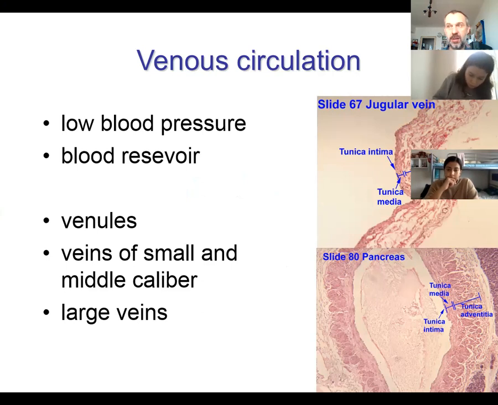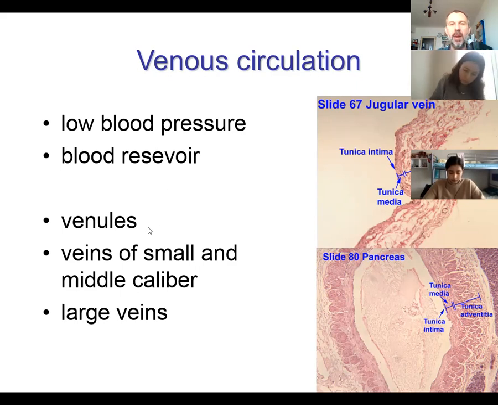First is that there is a low blood pressure within the venous circulation, and it's from 25 millimeters of mercury or torrs to 0. And even there can be a negative pressure, especially in the right atrium and in the head and neck veins. And it serves also as a blood reservoir, so there is 70 to 80% of blood within the veins. And it's because the wall of the veins is thinner, so they can be more enlarged.